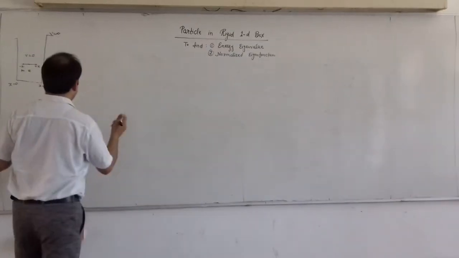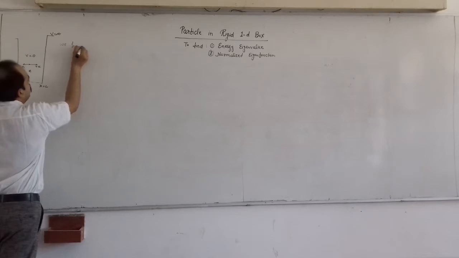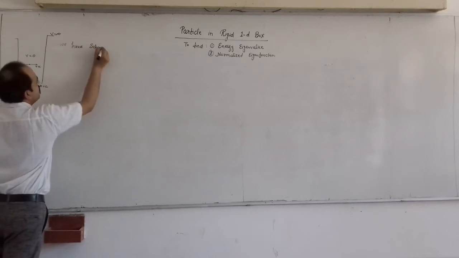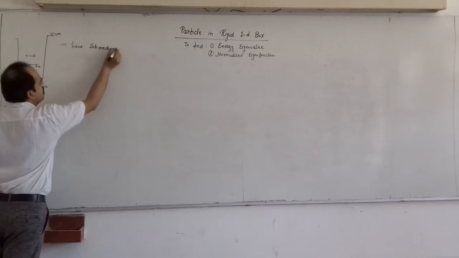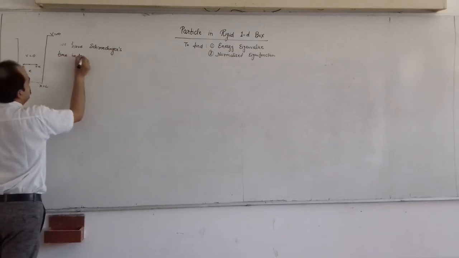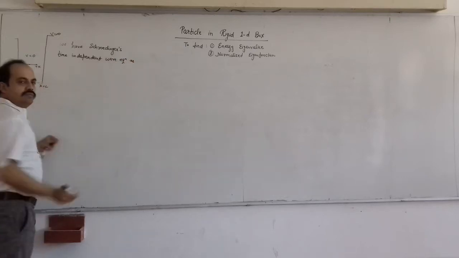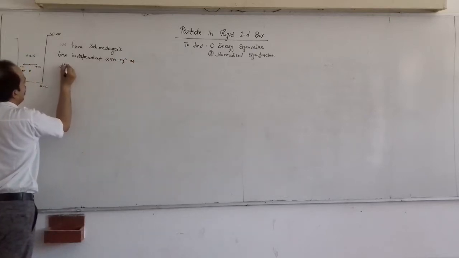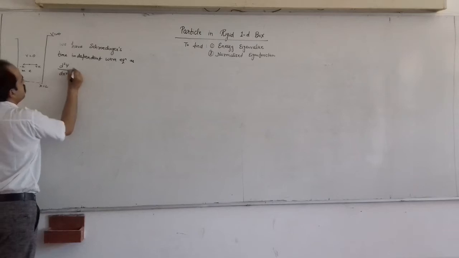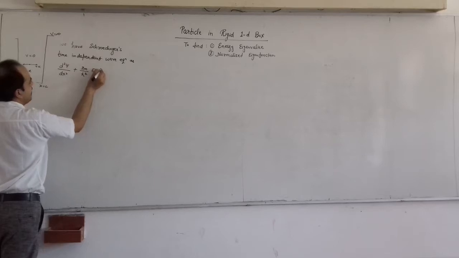So we know that we have Schrodinger's time independent wave equation as d2 psi upon dx square plus 2m upon h cut square (E minus V) psi is equal to 0.